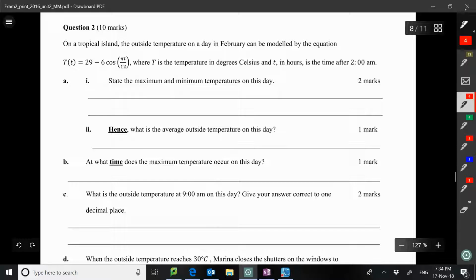T is the temperature in degrees. T is in hours after 2 a.m. So that's a keyword. State the maximum and minimum temperatures on this day. So if you knew the cos graph, that's technically up by 29. It's reflected and has an amplitude of 6.